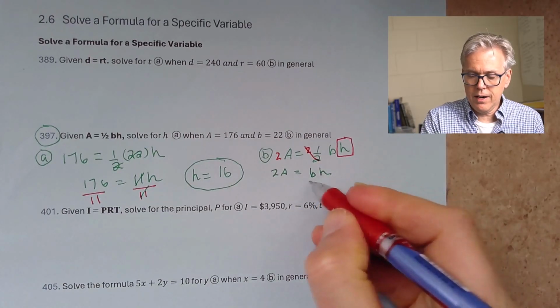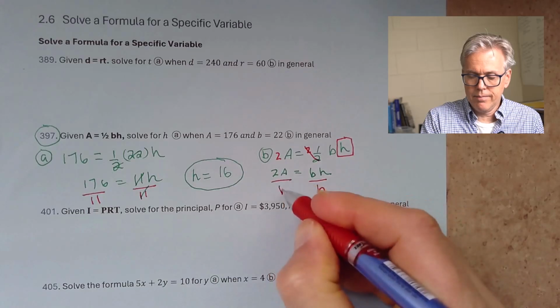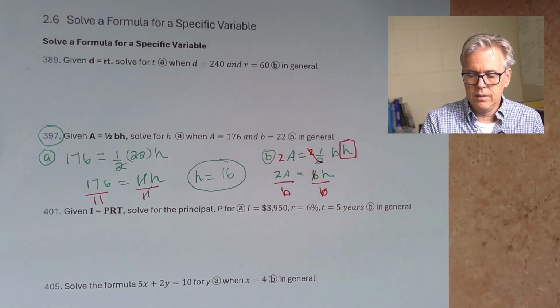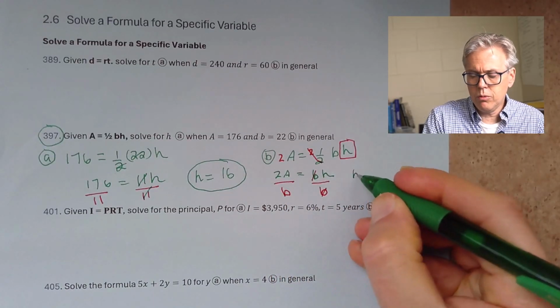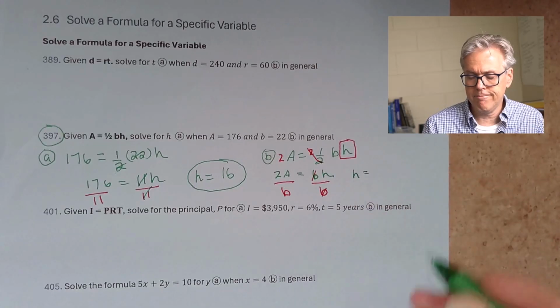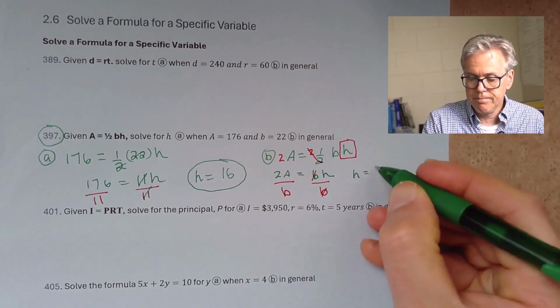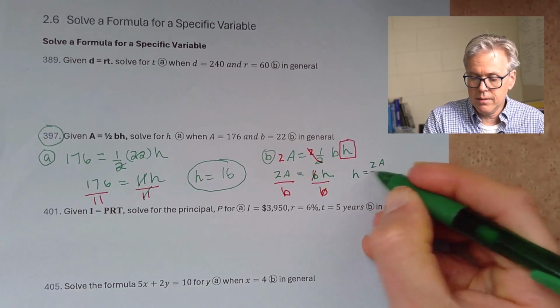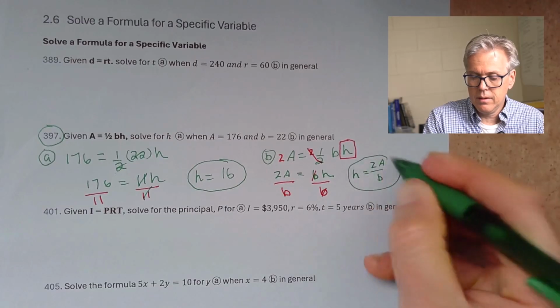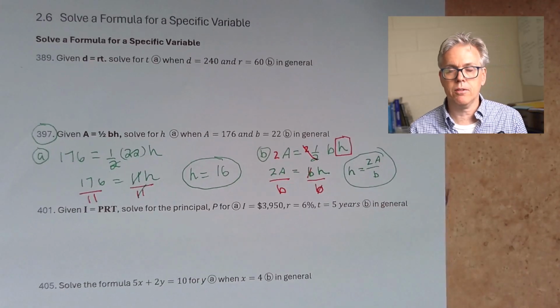One more step to solve for H, divide by B. So H equals 2A over B, and we will normally write the formula with the variable solved for on the left. Wouldn't count off if you didn't do that. There we go. So now we have a formula for H in general.